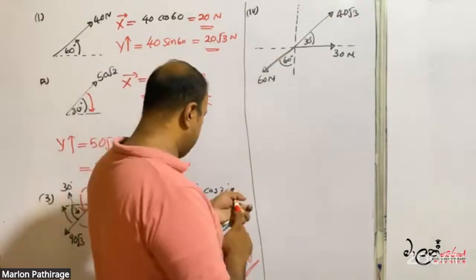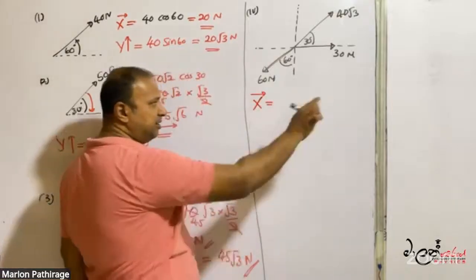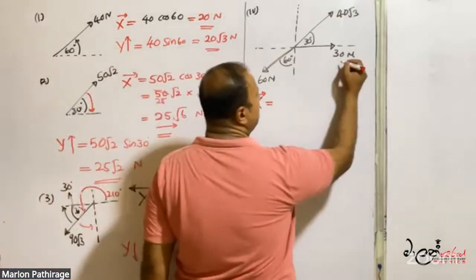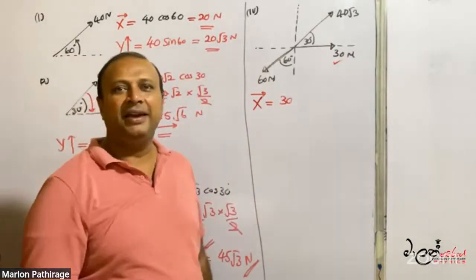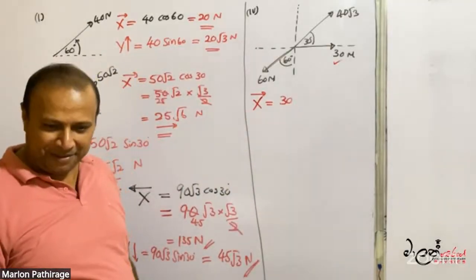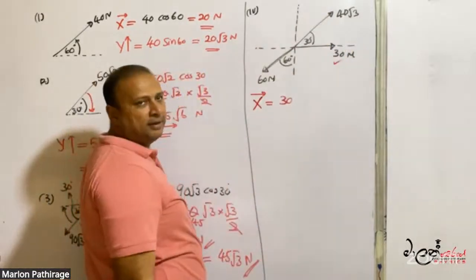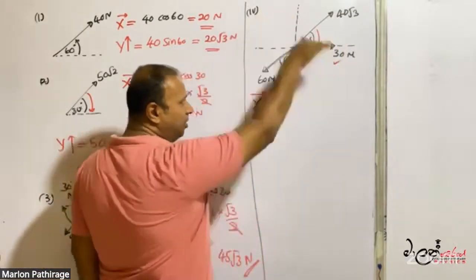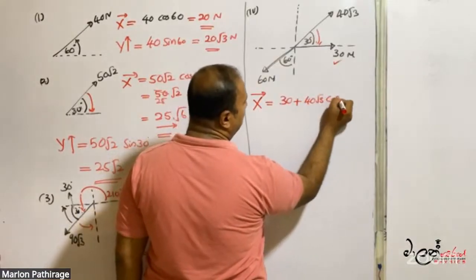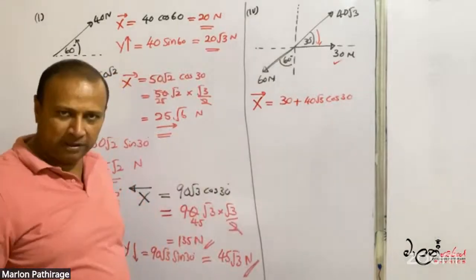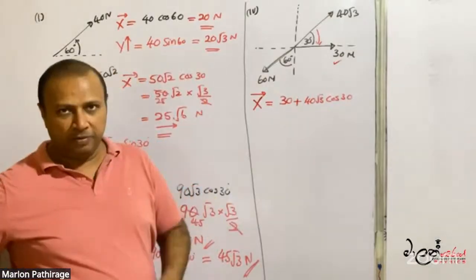Now, first you can take the x components. I can take this direction as the positive direction. Then this one, 30 Newton, is directed towards the given direction, therefore no need to resolve it. That is 30. Then 40 root 3 cos 30. You have to resolve this one into the direction of the angle. Both are positive because both are in the positive direction.